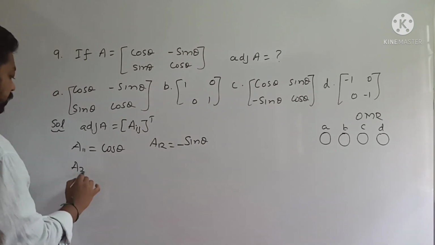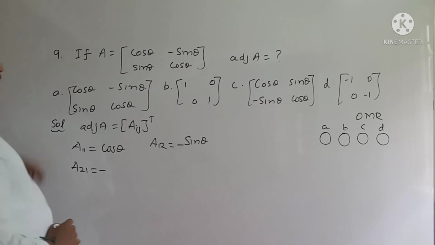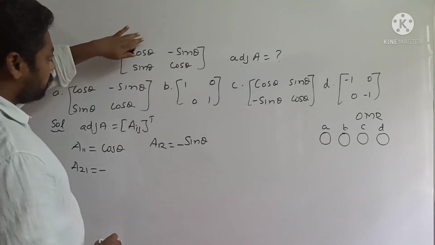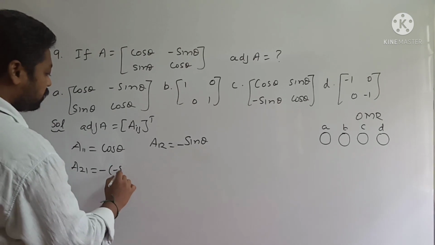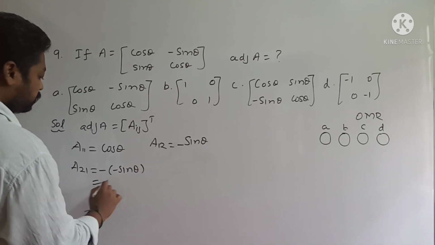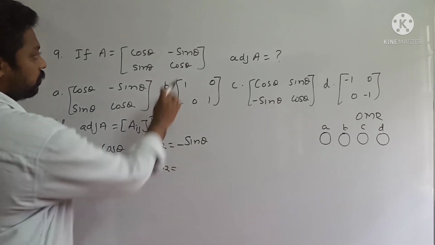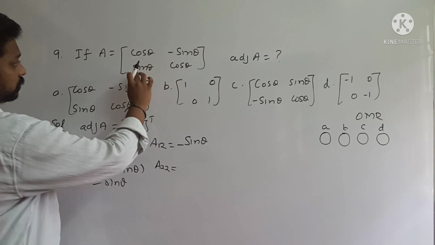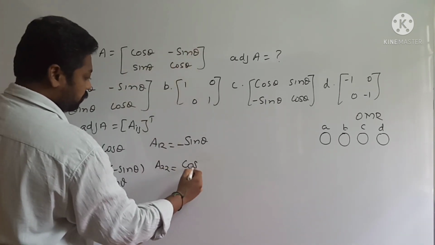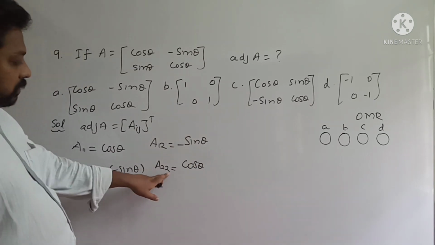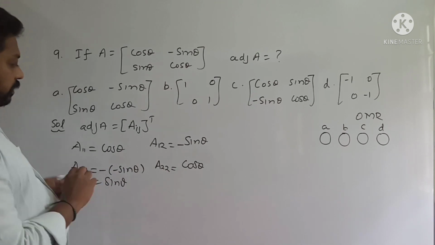Now A21: 2 plus 1 is 3, an odd number, so we have to insert a minus sign. Leave this column and row, so minus of minus sin theta, which is plus sin theta. Then A22: leave the second column and second row, so cos theta. 2 plus 2 is 4, even, so we need not change the sign; we can write it as it is.